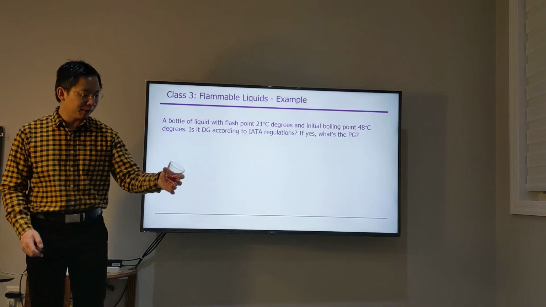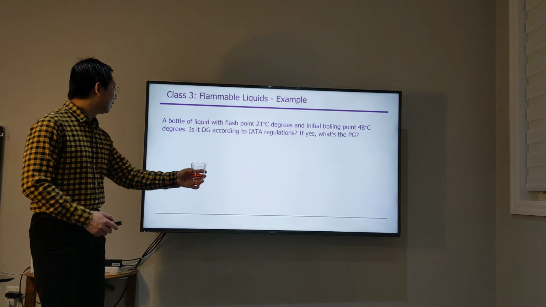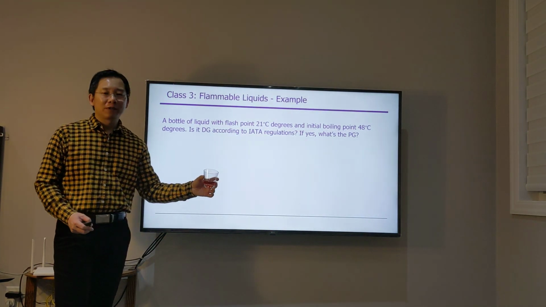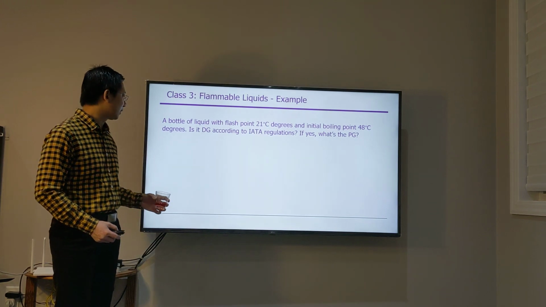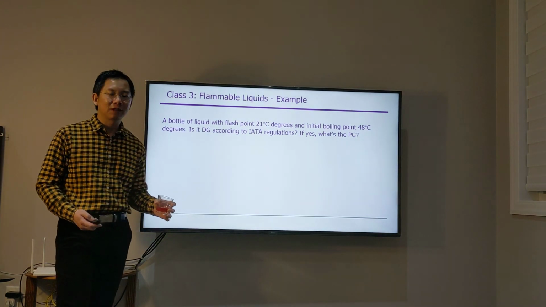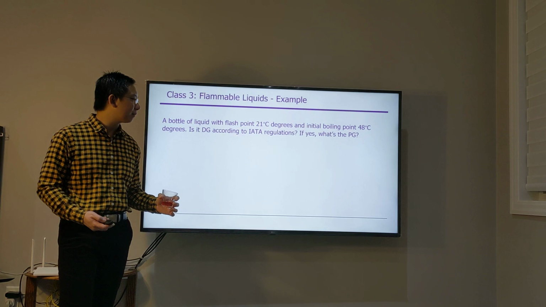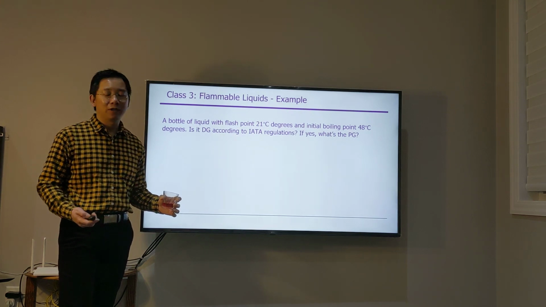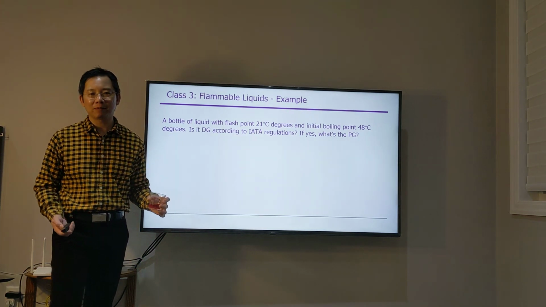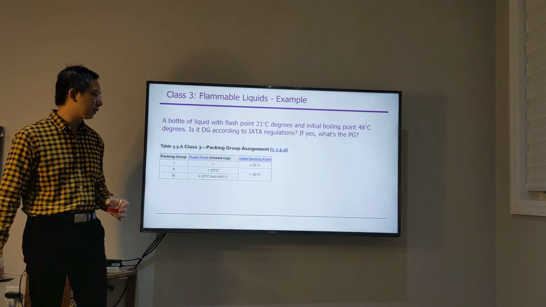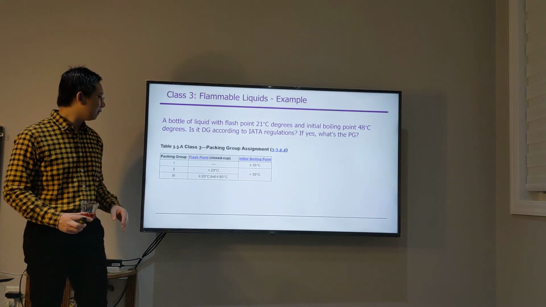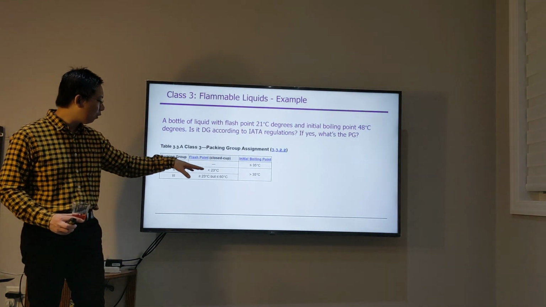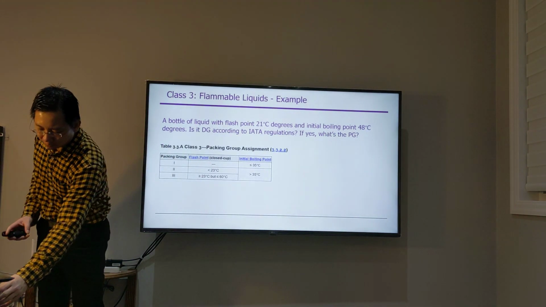Let's say the same liquid we have just now. The flash point is 21 C degrees and the initial boiling point is 48 C degrees. Is it DG according to the IATA regulations? If yes, which packing group should we apply? Let's refer to the chart. So we have 21 C degrees for the flash point, which is lower than 23 Celsius degrees.